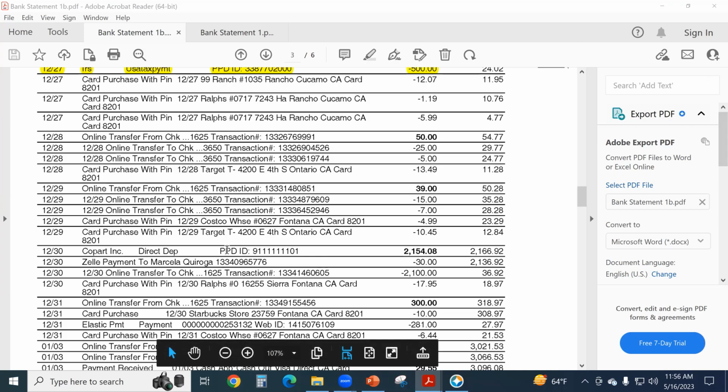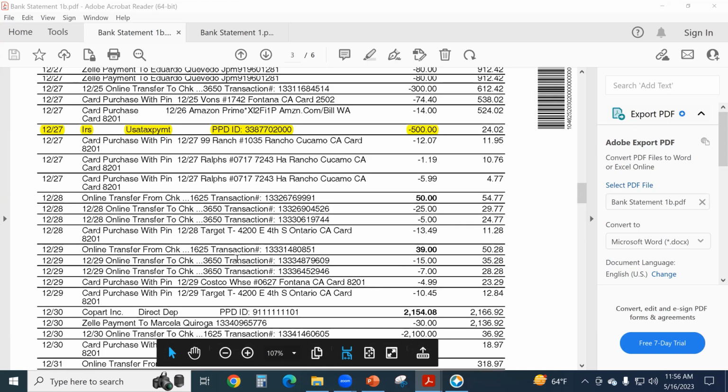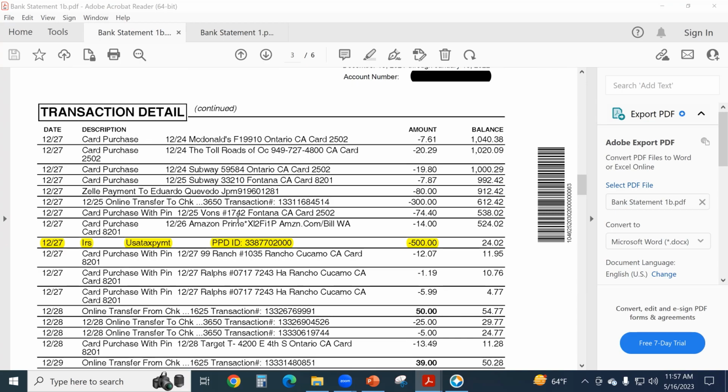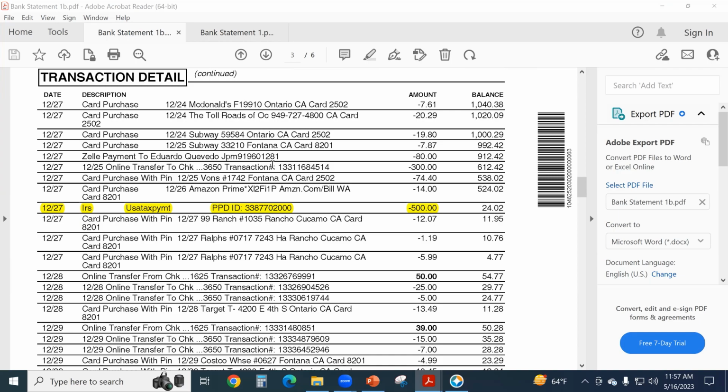So on this one, he has Zelle payments, and again, it could be anything. It doesn't really matter that they're zelling it out, but this Zelle is to Eduardo Quevedo.